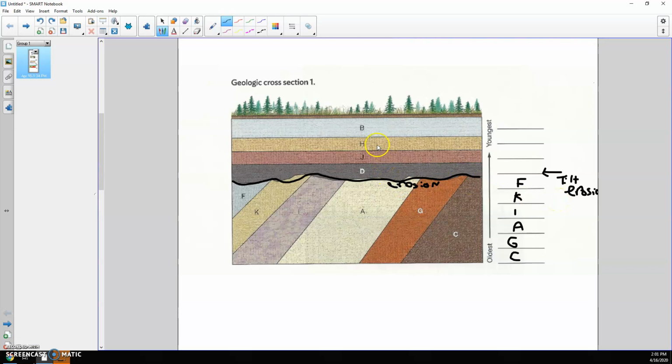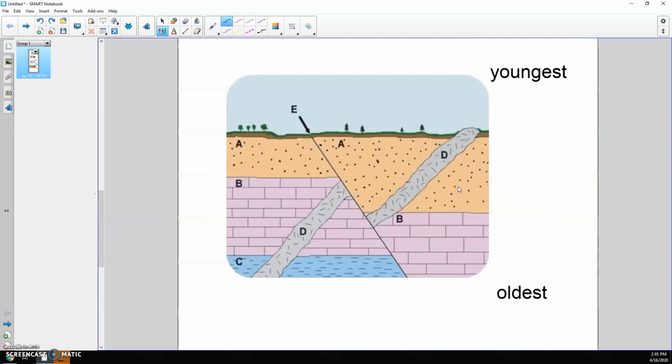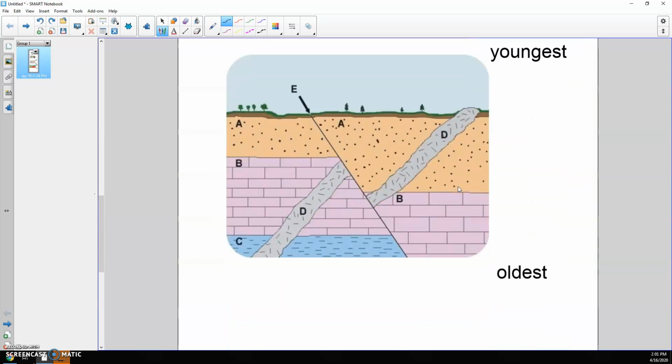And then, let's look at layers B, H, J, and D. Again, they were deposited horizontally with the oldest at the bottom. So D is on the bottom, so oldest. Above that is J, which is younger, and then H, and then B. So that's how you could solve a problem like this. We'll do one more example, and this one is a bit tricky.